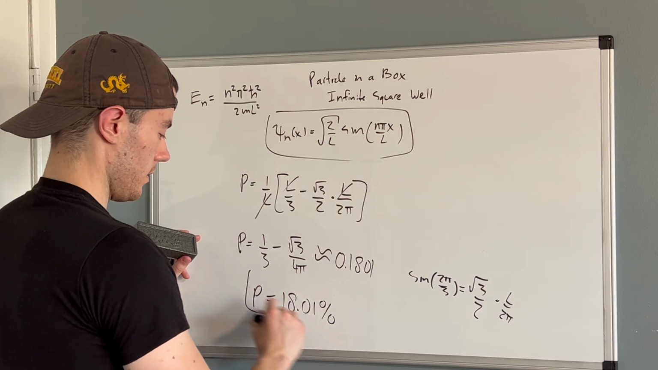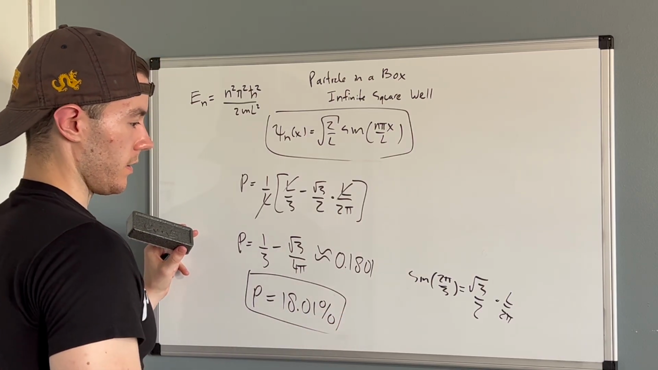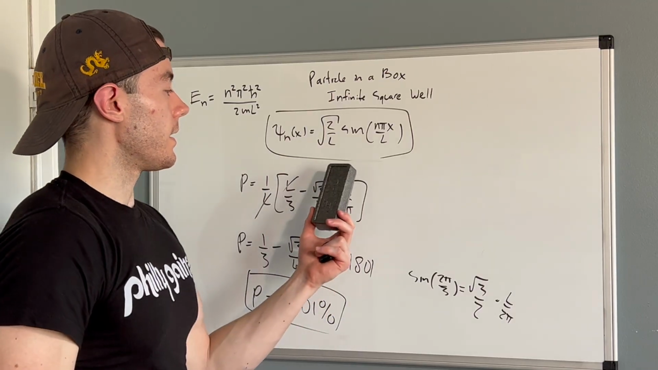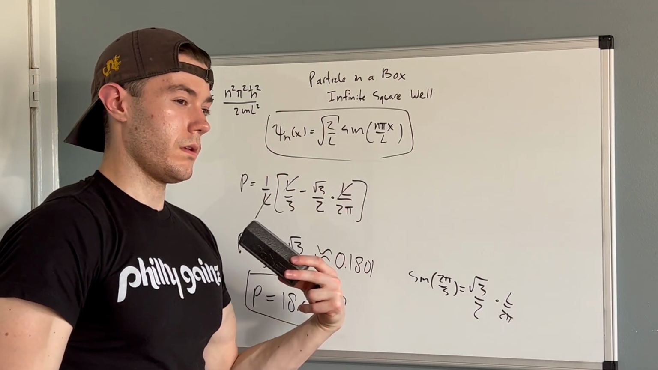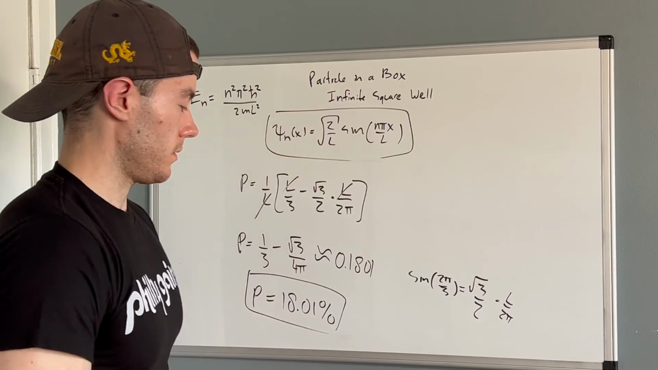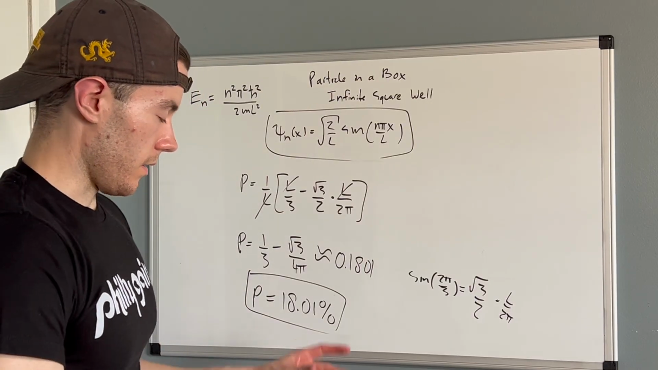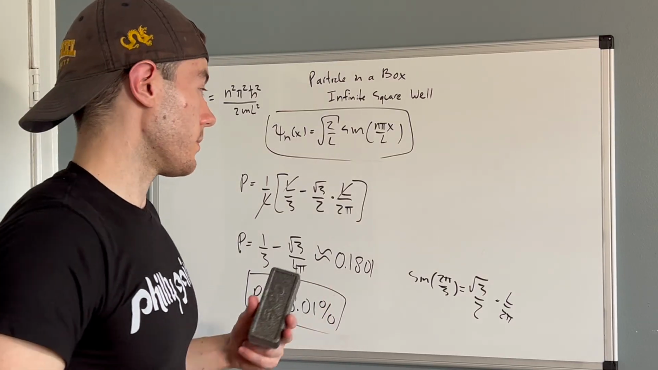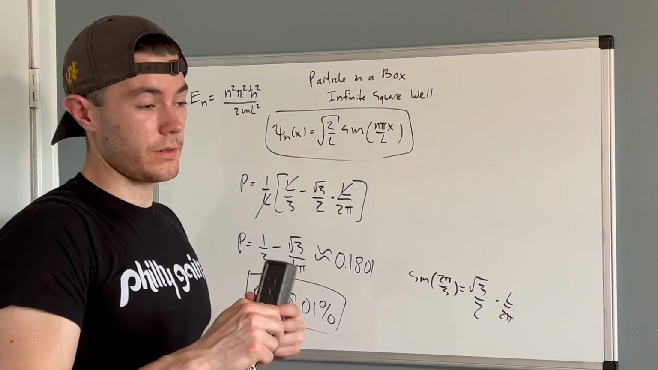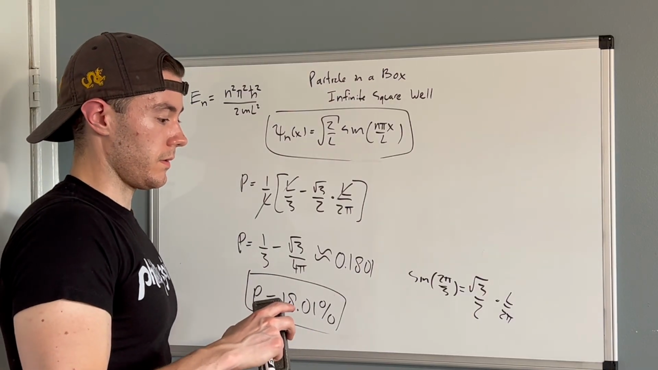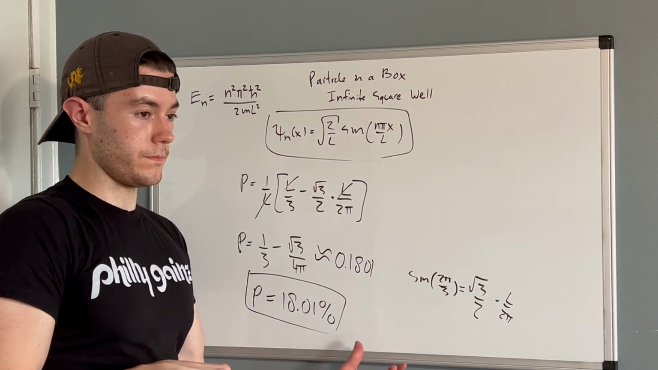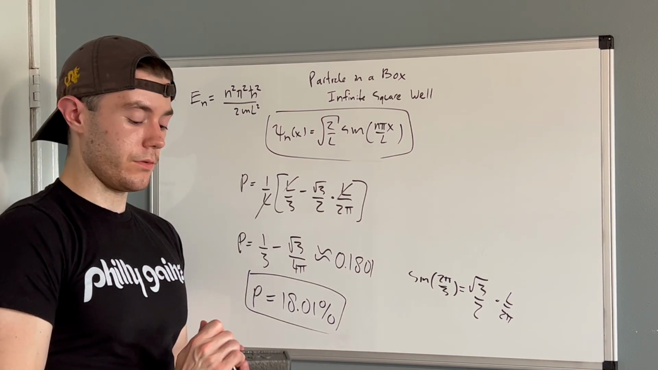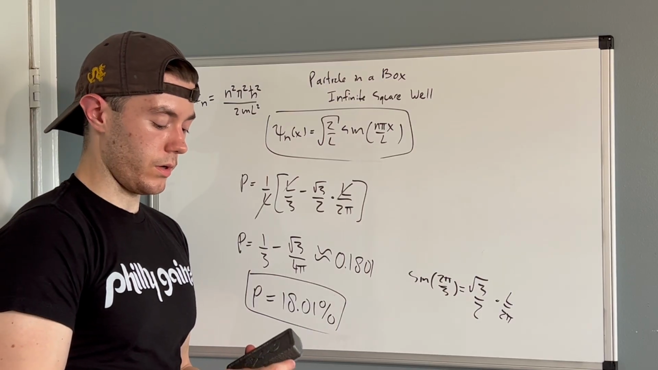So the probability is 18.01% that you find the particle, if it's in the ground state, in the leftmost third of the box. This is kind of complicated. Quantum mechanics is complicated. Even the simplest problem, there's a lot going on, a lot of things to remember. But this is kind of the simplest possible problem that you could do in quantum mechanics.